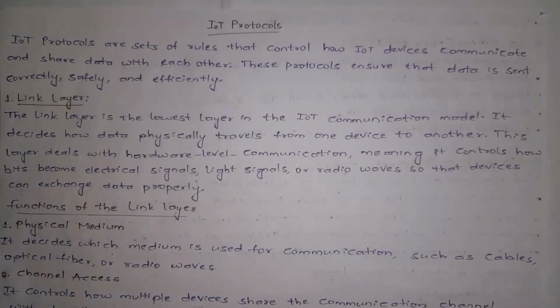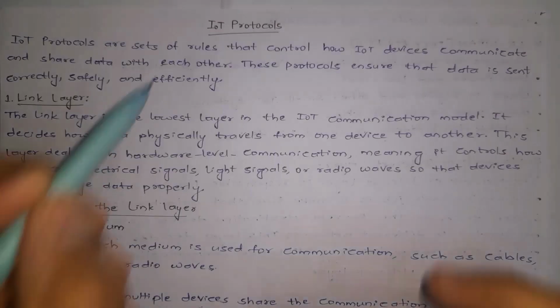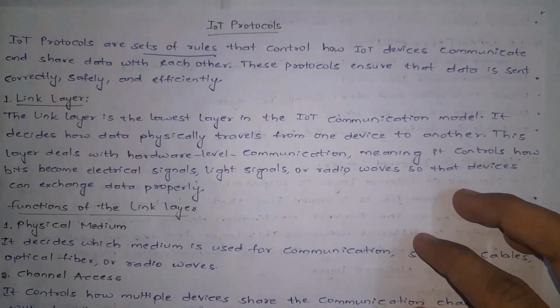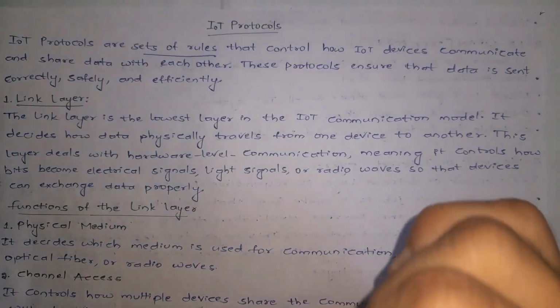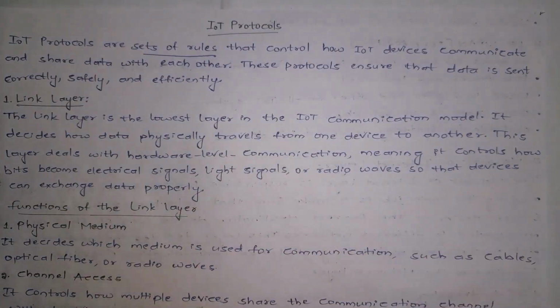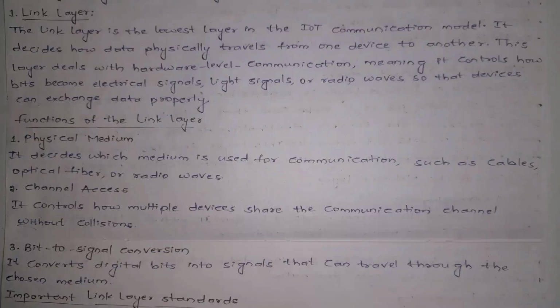Let's get started. Guys, IoT protocols are nothing but a set of rules. By using these rules, multiple IoT devices can communicate with each other and share data. So protocols are nothing but a set of rules. These protocols ensure that data is sent correctly, safely and efficiently. First of all, let me explain what the link layer is.